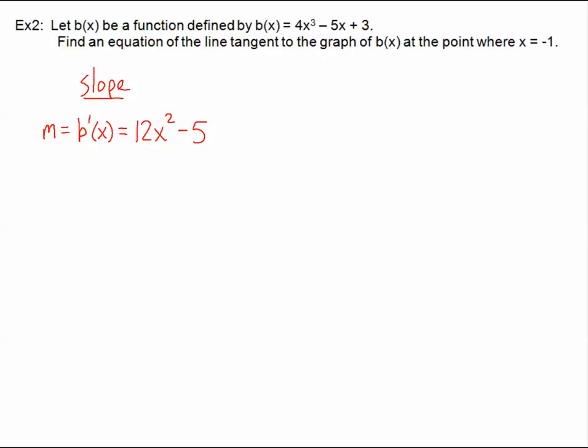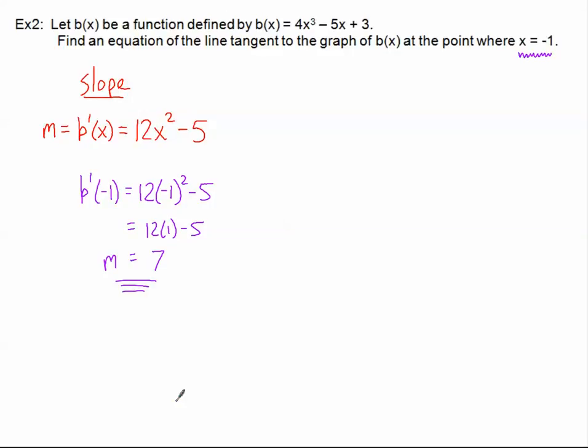I'm not going to underline that because that's not what I want. What I want is the actual number for the slope. And that's what's going to happen when x equals -1. Once I know what b prime of x is, now I want to figure out what b prime of -1 is equal to. So this is 12 times -1 squared minus 5. So that is equal to 12, well, that's just 1, that's 12 times 1. I'll go ahead and write that one last step. 12 minus 5, of course, is 7. So there's my slope. So now let's come over here and do the point.